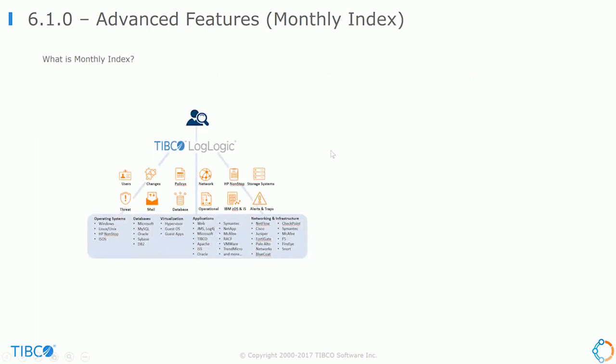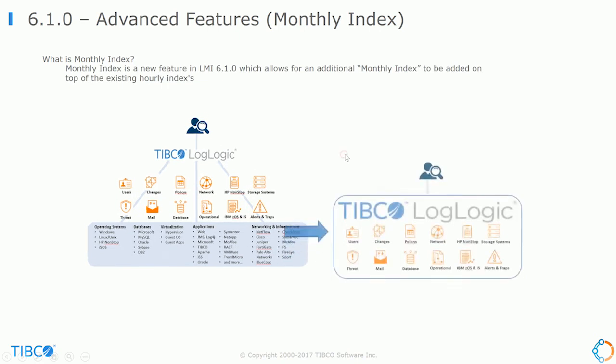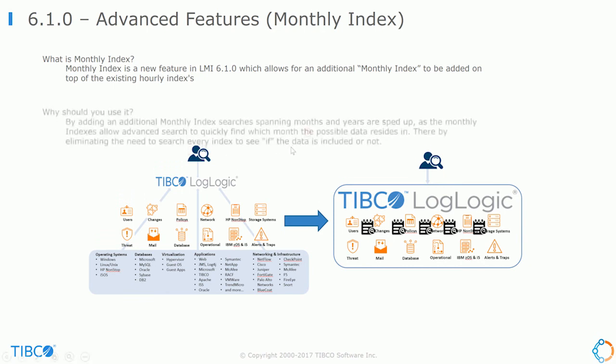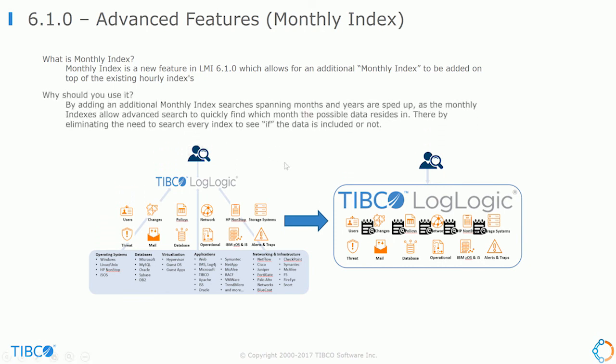New with 6.1 is the monthly index. The monthly index is a feature which allows you to add an additional monthly index on top of our existing hourly indexes. By adding the additional monthly indexes, searches spanning months and years are sped up, as the monthly index allows searches to quickly find which month the possible data may reside in, thereby eliminating the need to search every index to see if the data is included or not. This allows for a very, very fast search result time.